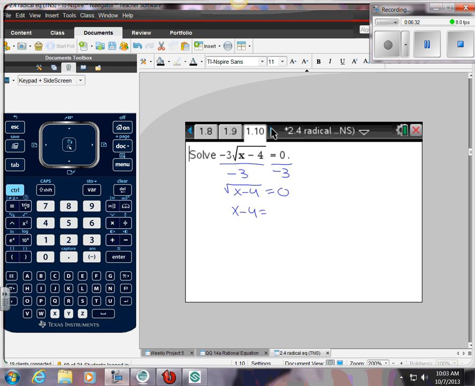Square both sides. What's 0 squared? Next step. What do we get? Okay, does it check? Any questions? Okay. Yes, a little bit. Just a little.